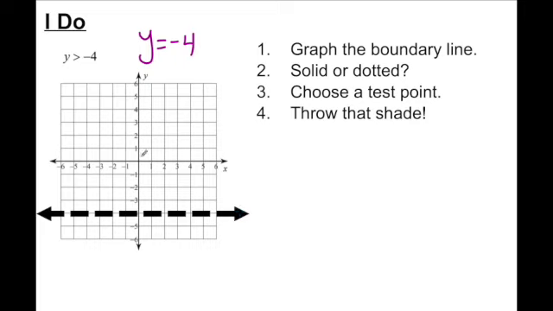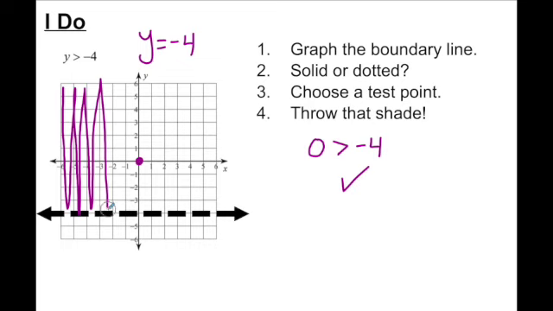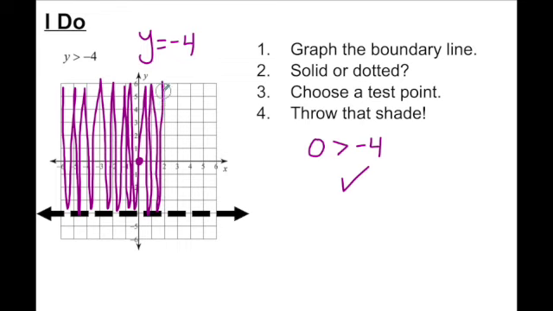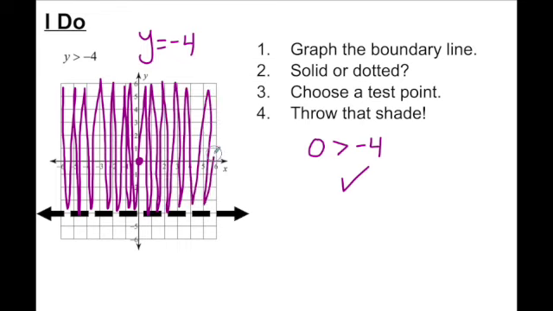All right, I'm now going to choose my test point of (0, 0) and evaluate. 0 is greater than negative 4. Is that true? Yes, it is. So therefore, I'm going to shade on the same side of the line as (0, 0), because since (0, 0) makes the inequality true, everything on the same side of that boundary line as (0, 0) is also true.